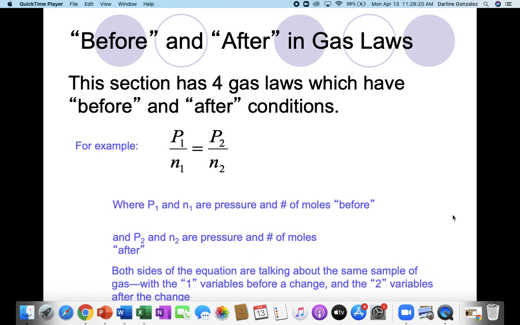So in the first 4 gas laws, you will see this a lot. I will give you the formula for these, so make sure you have what I call a cheat sheet again when you're doing the quiz and the worksheets.